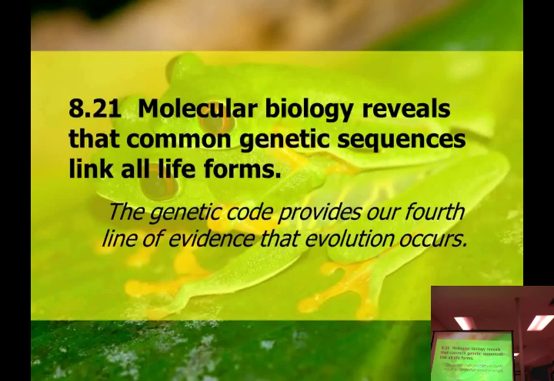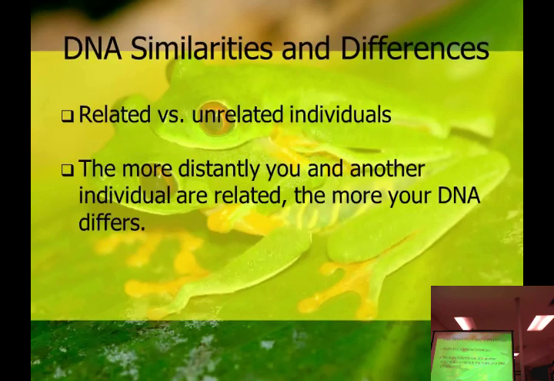So another way that we study evolution is through molecular biology, looking at the sequences of DNA and understanding that we have common genetic sequences that link all forms of life. So every living organism has those A's and T's and G's and C's. And we don't know of anything that's alive that isn't linked to those A's and T's and G's and C's. So the genetic code provides our fourth line of evidence for evolution.